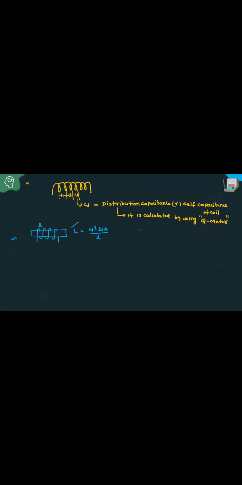But if the coils are like this, there is a coaxial shape. If it is a coaxial coil, the coil is like this. This type of coil is given. The shape of the coil is like this.